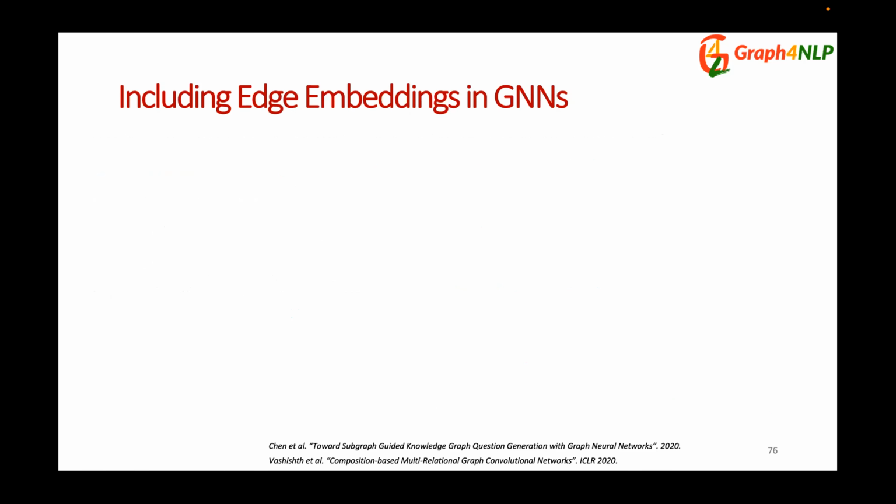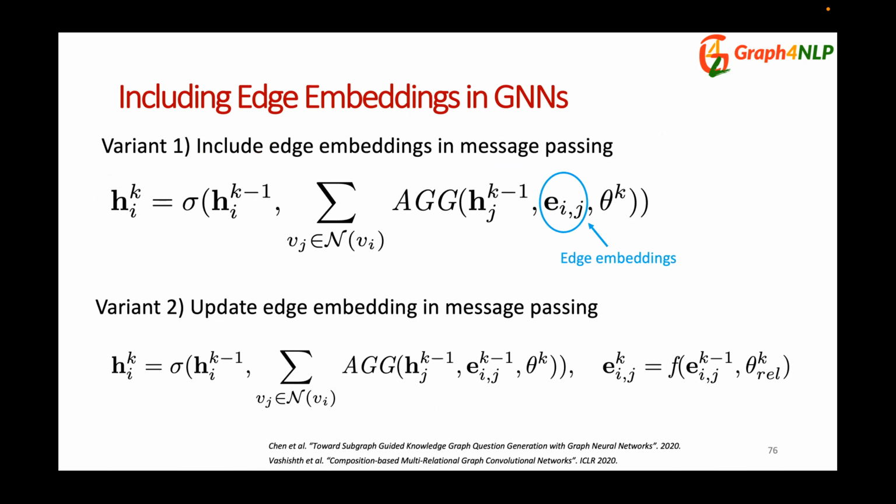The second type of multi-relational GNN explicitly includes edge embeddings in the message passing process. In these two variants, e_ij is the edge embedding. They participate in the node aggregation process, as we are seeing here. Compared to variant 1, variant 2 in addition updates the edge embeddings besides the node embeddings. That's the unique feature of the variant 2 strategy.